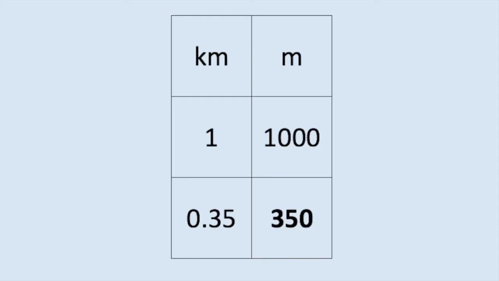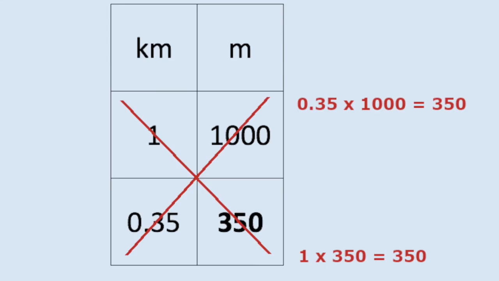One more thing. If you want to check the answers and see if you've done it right, put everything in the proper boxes and did the right calculation, then you can multiply diagonally. You multiply left top times right bottom and right top times left bottom. The answers should be the same. 0.35 times 1000 is 350. And 1 times 350 is also 350. So check. I know I've done it right.